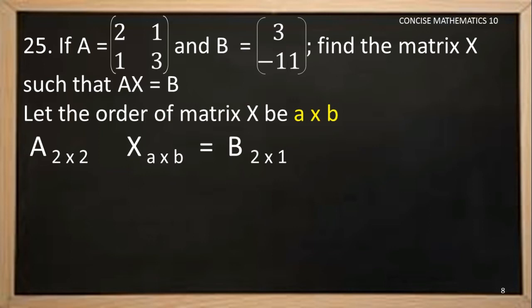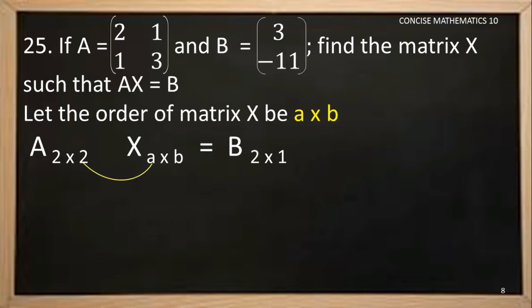As matrix X is unknown, let us assume the order of the matrix as a by b. Matrix A is of the order 2 by 2. If this matrix is multiplied with the other matrix X of the order a by b, then the resulting matrix B will be of the order 2 by 1. We already know that the multiplication process will be possible if and only if the number of columns of the first matrix is equal to the number of rows of the second matrix. Hence we can say that the value of a is equal to 2.